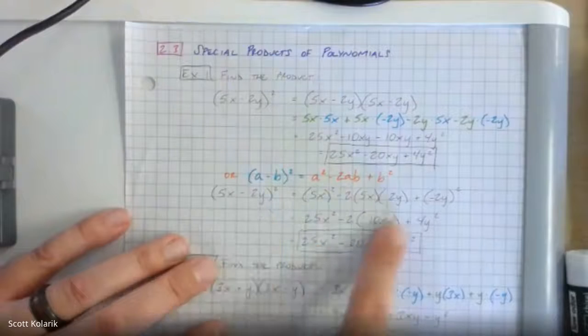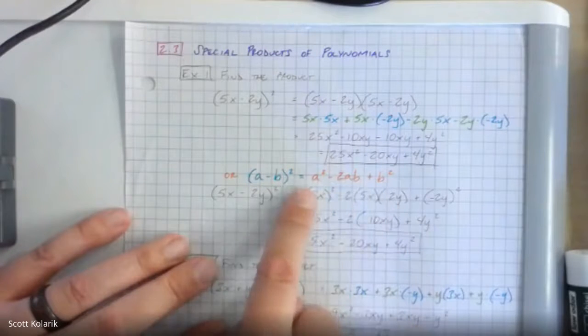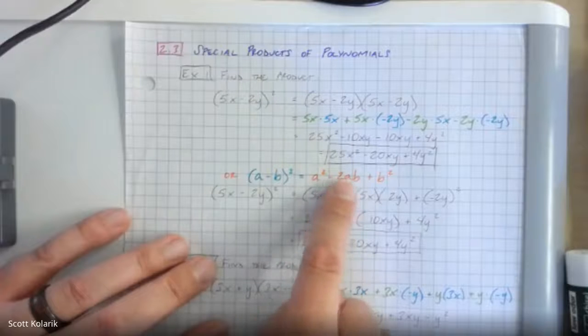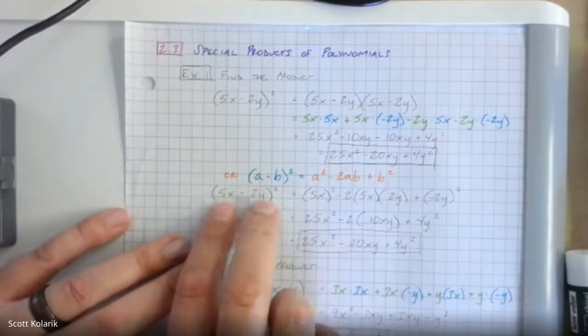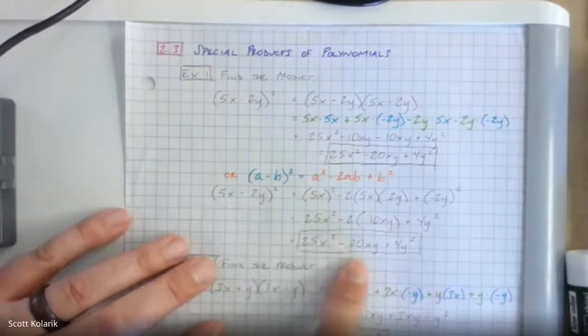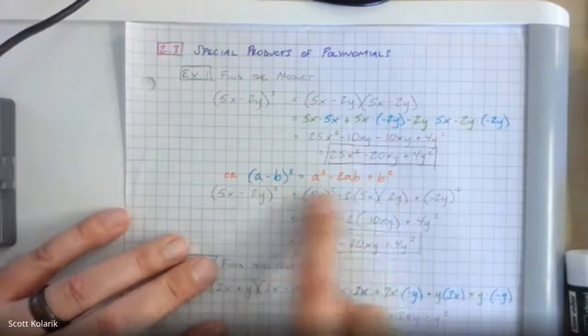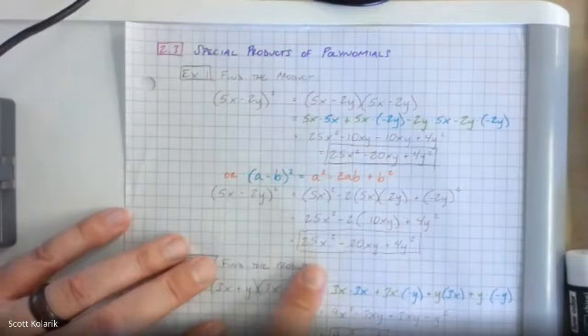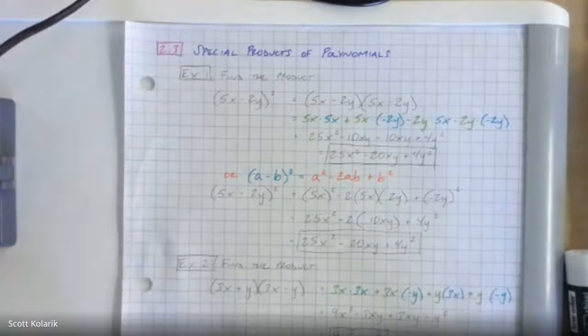And again, I give you the technique for the structure right here. First term squared would be 5x quantity squared. Double the two values multiplied together gives me negative 20xy, and then the last term squared gives me positive 4y squared. Either way is acceptable. You get to pick and choose your journey. All right, let's do one more technique from this section.